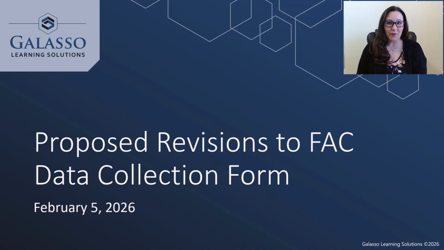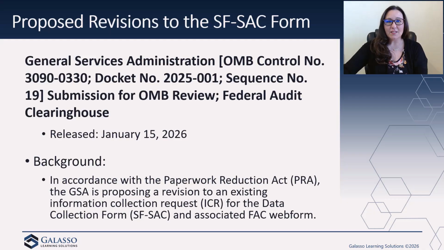On this week's Genuine Learning blog, we are going to be looking at the proposed revisions to the Federal Audit Clearinghouse's data collection form. Specifically, it is looking at these proposed revisions from the SF-SAC form. But you can see the full title there where you'd be able to locate this information. So it's from the GSA, the General Services Administration, the submission for OMB review, Federal Audit Clearinghouse. And this came out on January 15th, 2026.